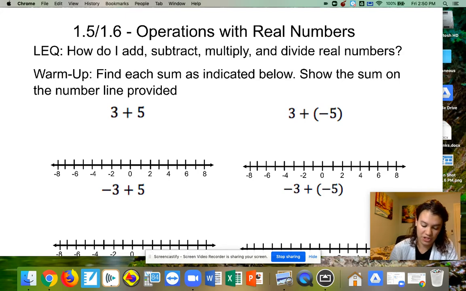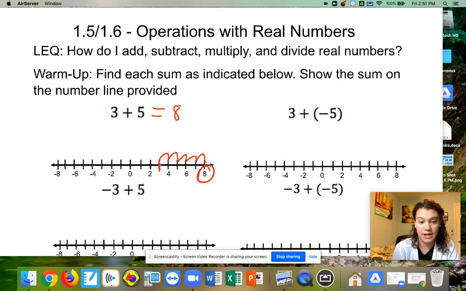All right, so this first one is 3 plus 5. So you can add that together and you get 8. But if we use the number line, you want to make a mark at 3 and then go 5 to the right. So go 1, 2, 3, 4, 5, and you end up at 8, and that's your answer.